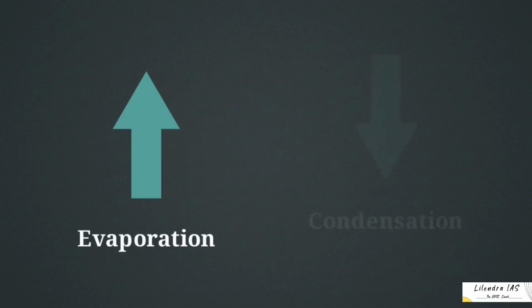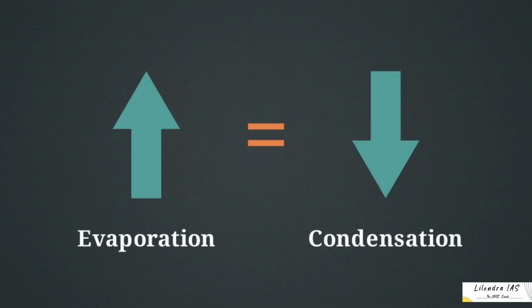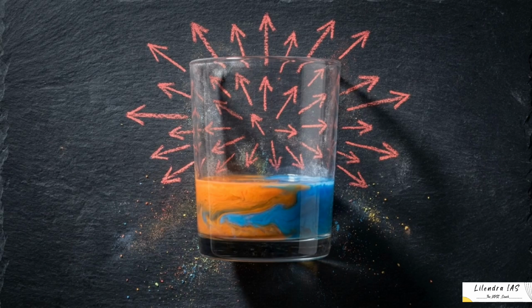Eventually, the system reaches equilibrium, the exact moment when the rate of molecules evaporating perfectly matches the rate of molecules condensing. During this state of equilibrium, the vapor bouncing against the walls of the container exerts a specific, measurable physical force. We call this vapor pressure.